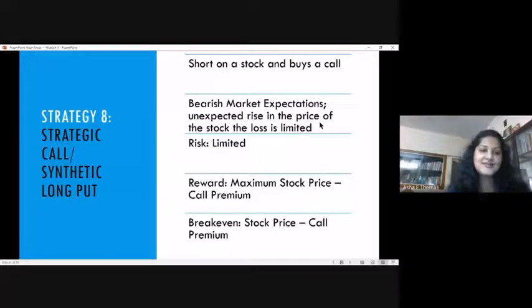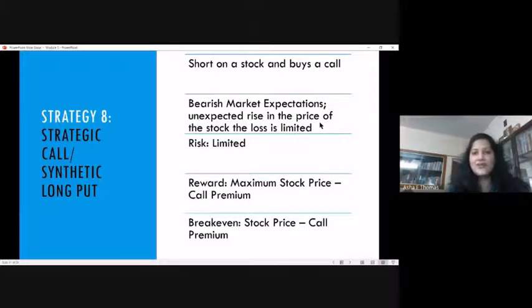Strategy 8, synthetic long put. We had learned synthetic long call. Now we are going to learn synthetic long put. It is just the opposite of that. Here what happens is, you will start selling the asset, expecting that you can buy at a later stage and satisfy that. So without owning a stock, short on a stock and buy a call.